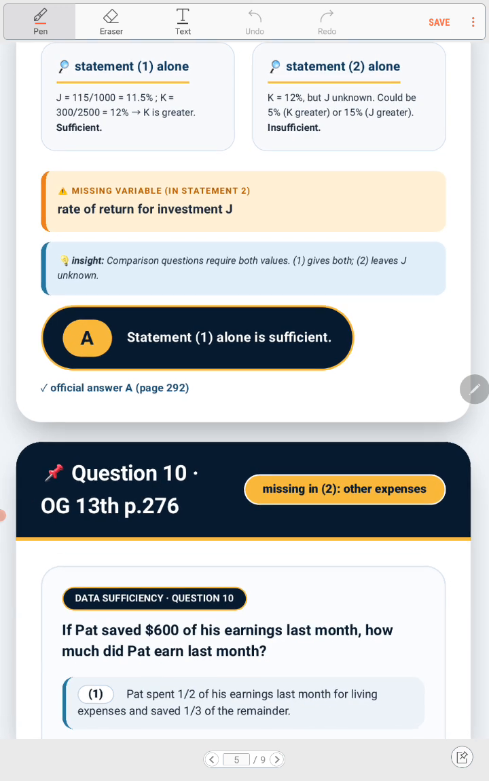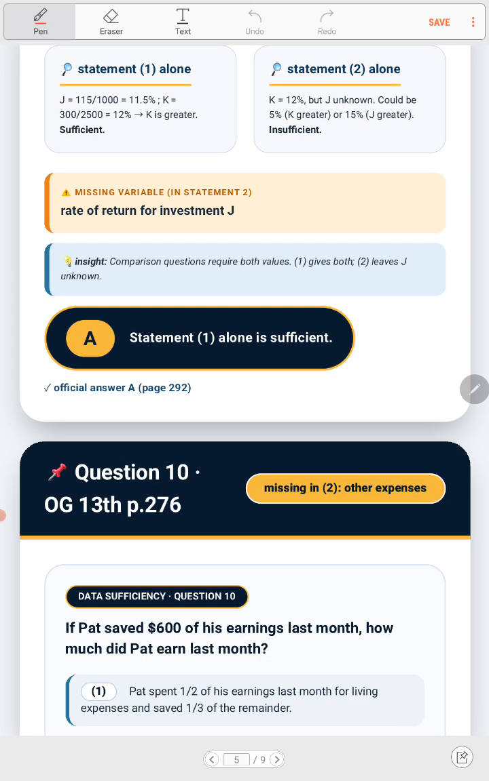Next question. If Pat saved 600 of his earning last month, how much did Pat earn last month? Pat spent half of his earning last month for living expenses. So we can start this way. Pat saved half, so that means half is remaining.